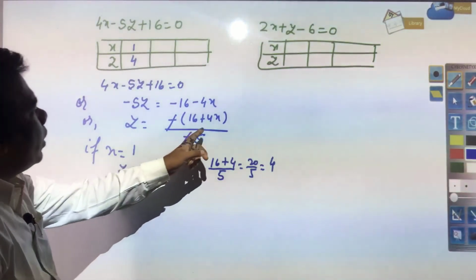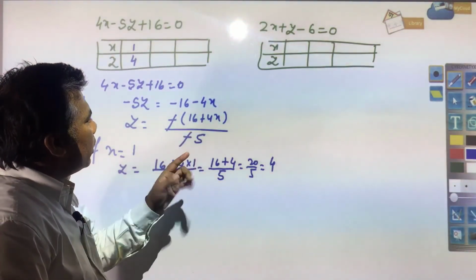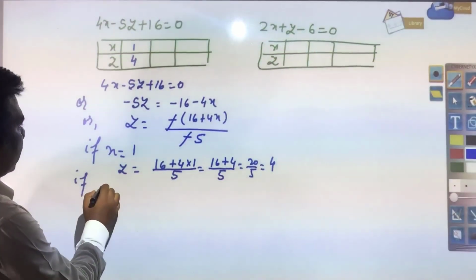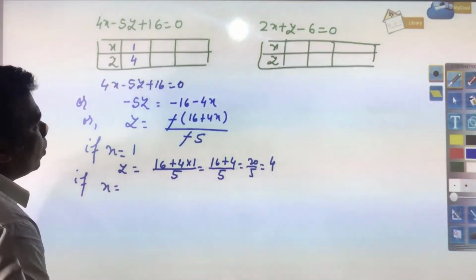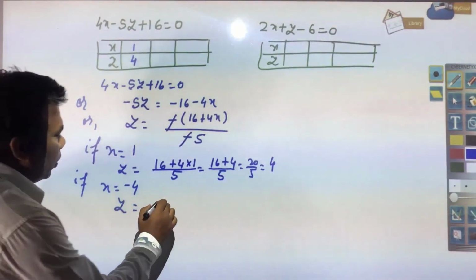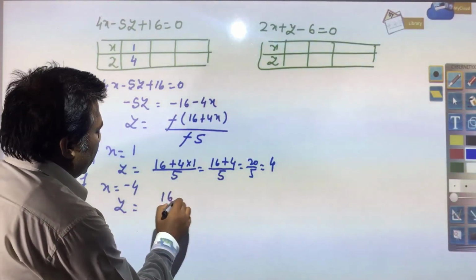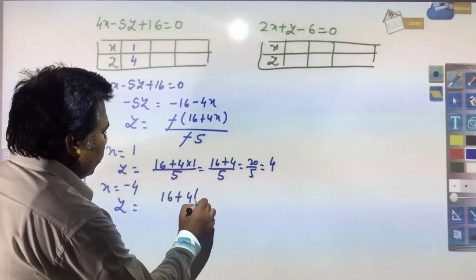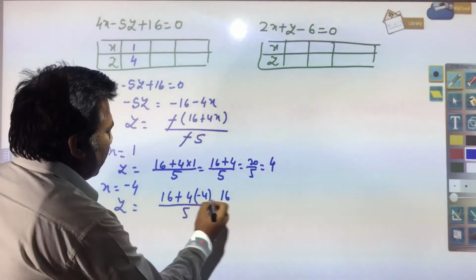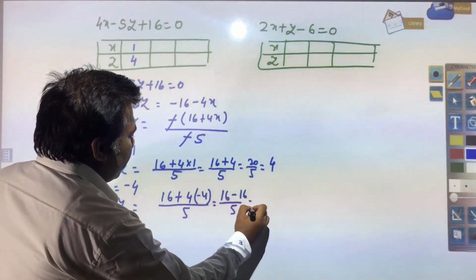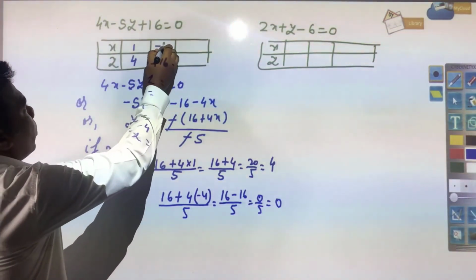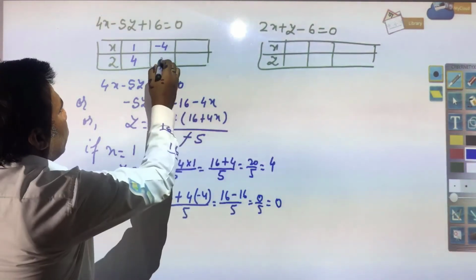Next, see what value can be put so that you will get an integer. If we put x is equal to minus 4, then y will be equal to 16 plus 4 into minus 4, divided by 5. It means 16 minus 16 divided by 5, which is 0 by 5, and you will get 0. So, when x is equal to minus 4, y is 0.